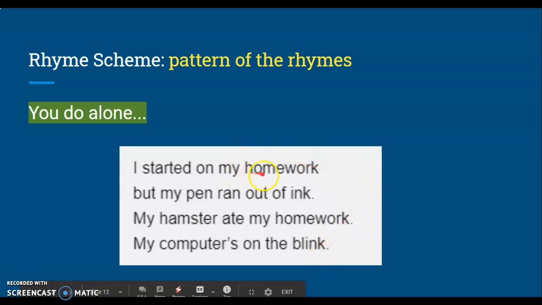Okay, so think about this. Homework, ink, homework, blink. Go ahead and type in your answer now. And let's look at our answer. If I can get it to, whoops, there it is. A, B, A, B. Homework and homework, they rhyme. It's the same word. Ink and blink.